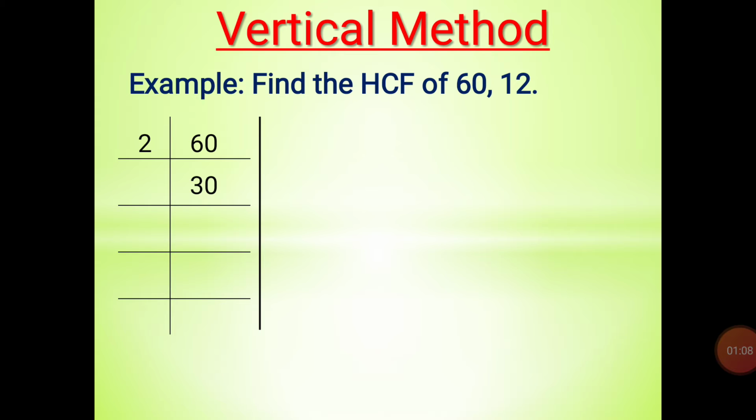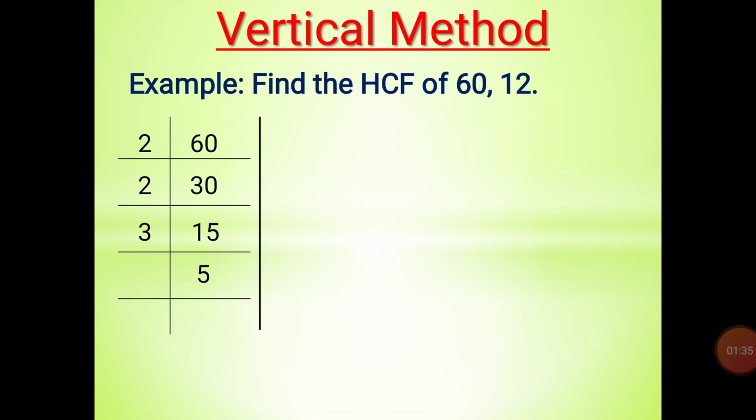30 is also an even number, so it is also completely divisible by 2. Write 2 in front of 30. After dividing 30 by 2, we get quotient as 15. Write it below 30. 15 is an odd number and is not completely divisible by 2. So we will go for the next smallest prime number, that is 3. And 15 is completely divisible by 3. So we will write 3 in front of 15. After dividing 15 by 3, we get quotient as 5.